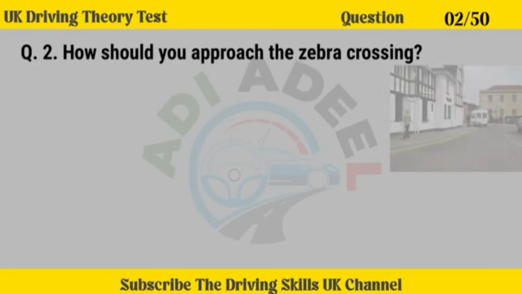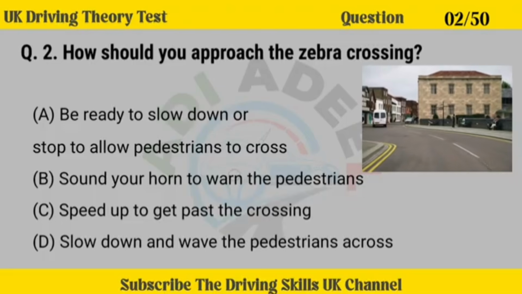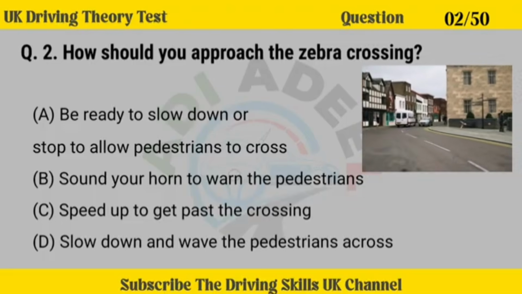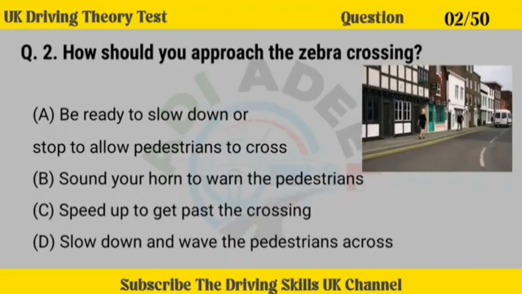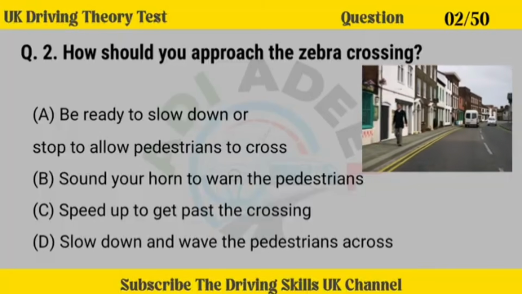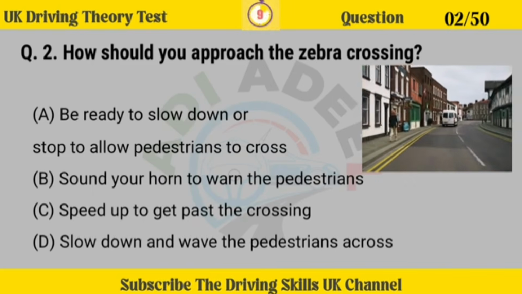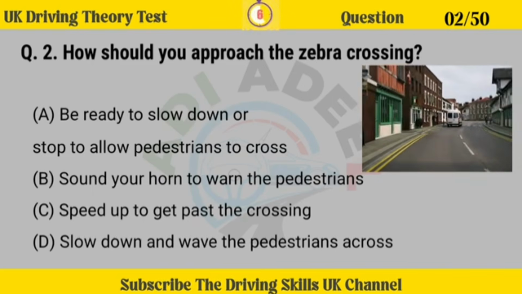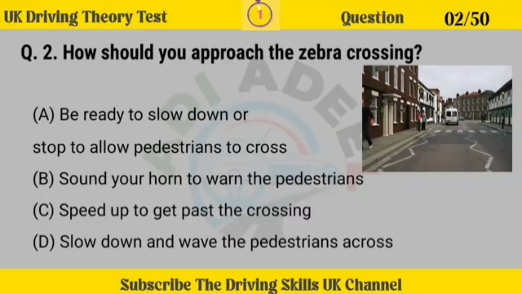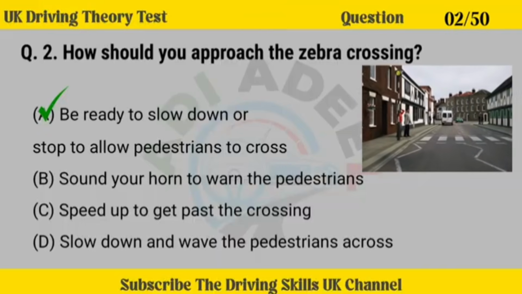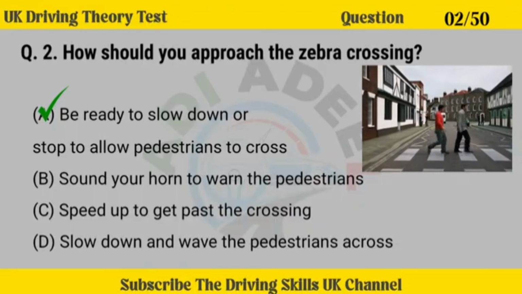Question 2. How should you approach the zebra crossing? A. Be ready to slow down or stop to allow pedestrians to cross. B. Sound your horn to warn the pedestrians. C. Speed up to get past the crossing. D. Slow down and wave the pedestrians across. The right answer is A. Be ready to slow down or stop to allow pedestrians to cross.